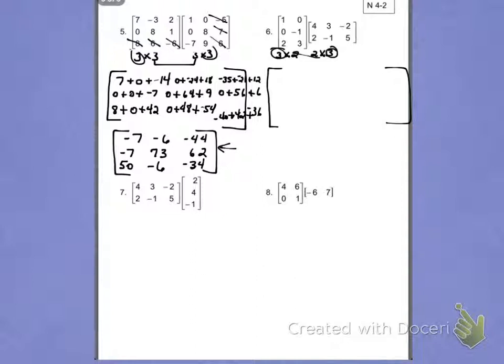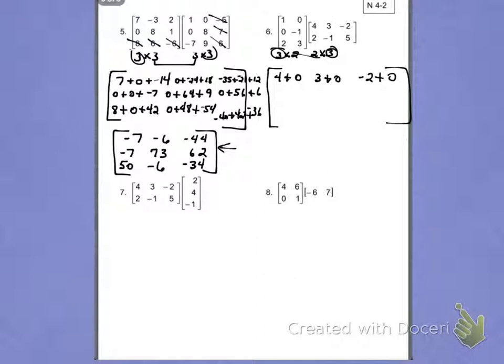Again, we're going to do first row times first column. 1 times 4 is 4, plus 0 times 2 is 0. Then we have the first row times the middle column. 1 times 3 is 3, plus 0 times negative 1 is 0. Then we have the first row times the last column. 1 times negative 2 is negative 2, plus 0 times 5 is 0.